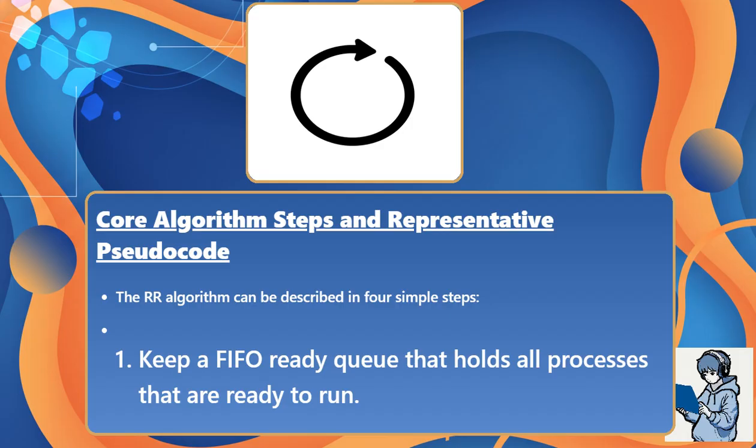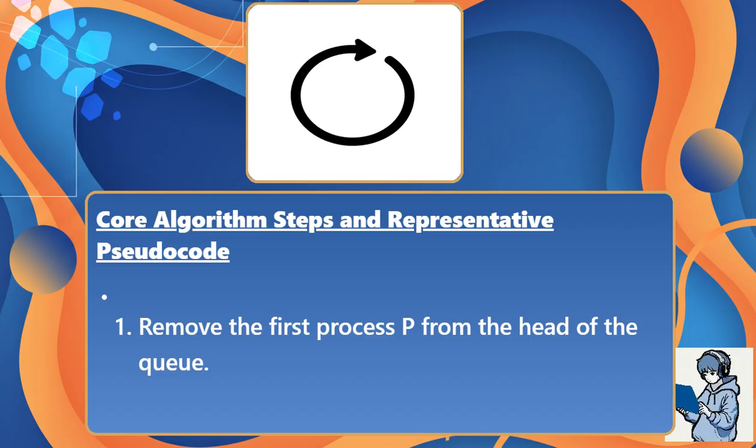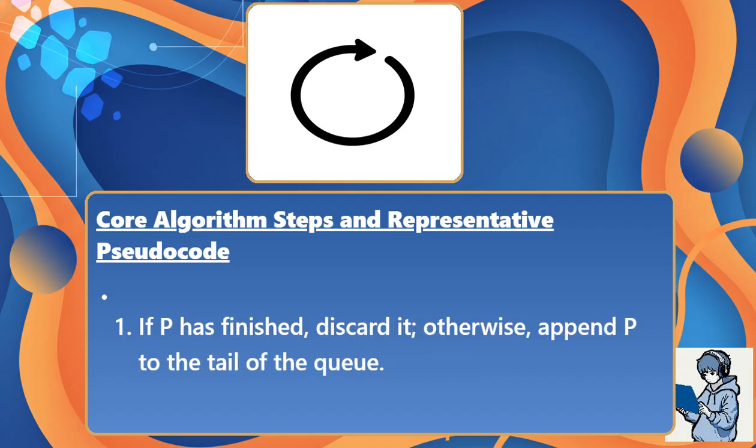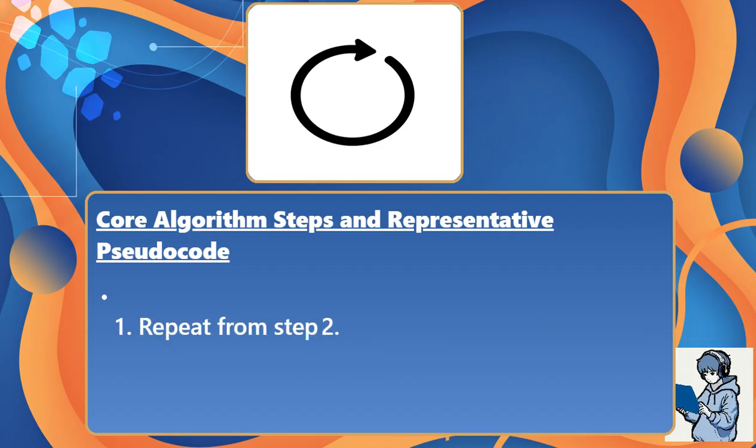1. Keep a first-in-first-out ready queue that holds all processes that are ready to run. 2. Remove the first process P from the head of the queue. 3. Run P for at most one time quantum Q or until P finishes, whichever comes first. 4. If P has finished, discard it, otherwise append P to the tail of the queue. 5. Repeat from step 2.